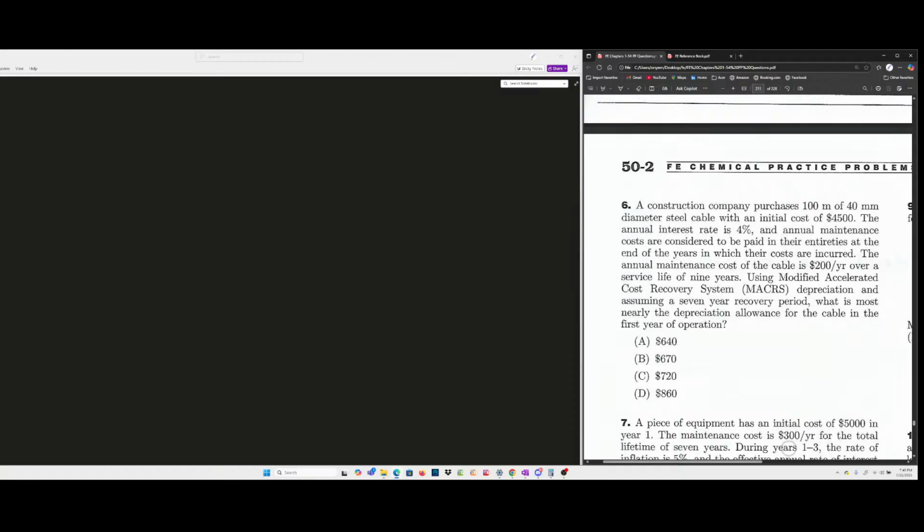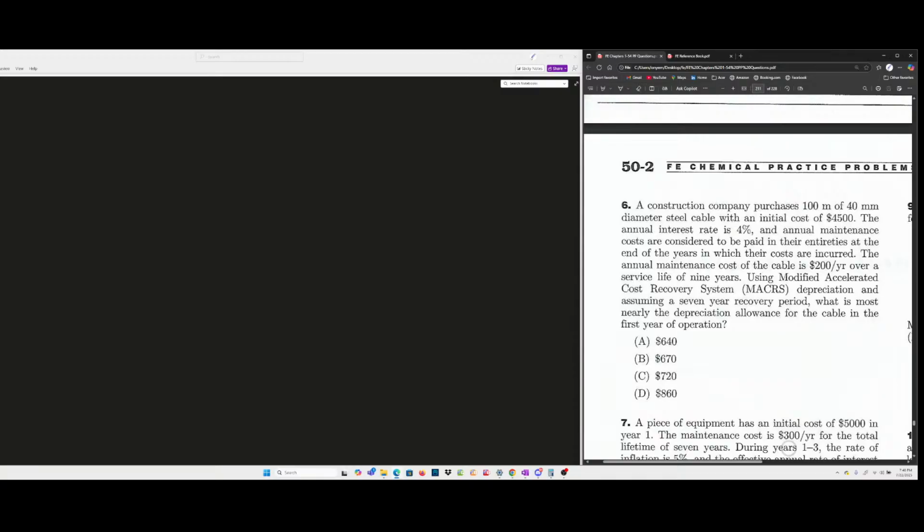Because here they ask what's the most depreciation allowance for the cable for the first year. We know the initial cost. We get the MACRS factor using the recovery formula. The annual maintenance cost is this, but they were not asking for that, they're asking for the depreciation of the cable alone. So we just multiply it. That's how we solved it last time with MACRS.